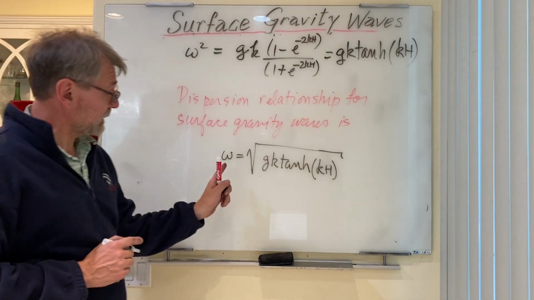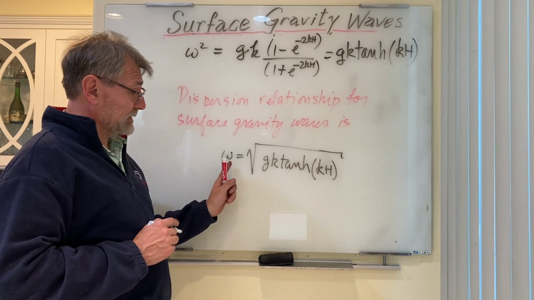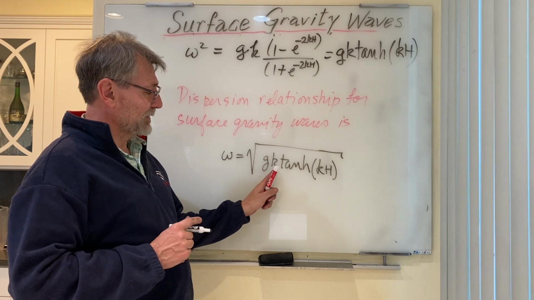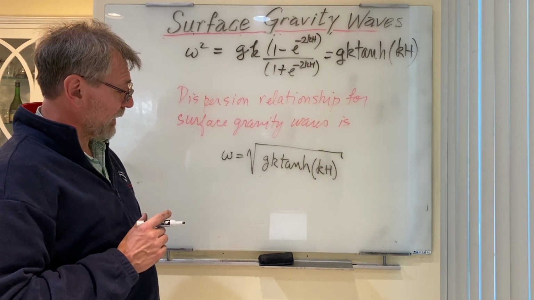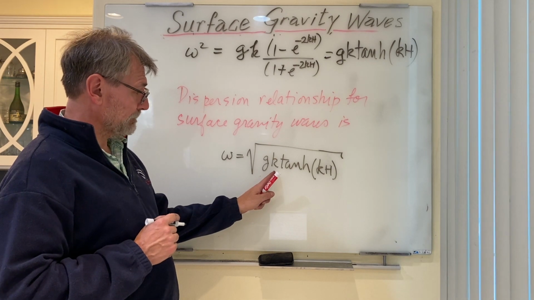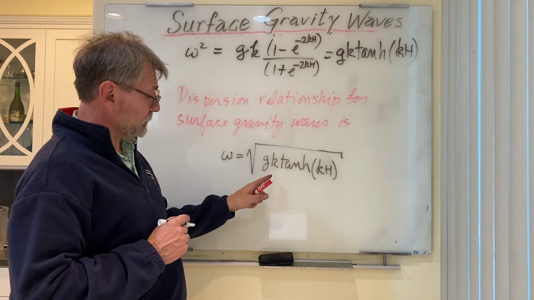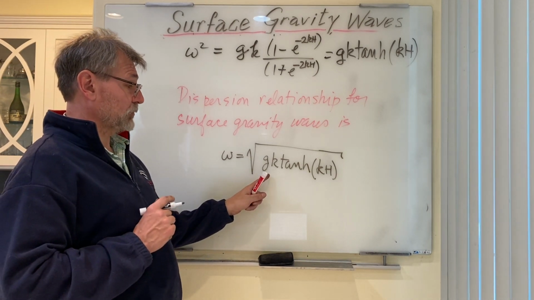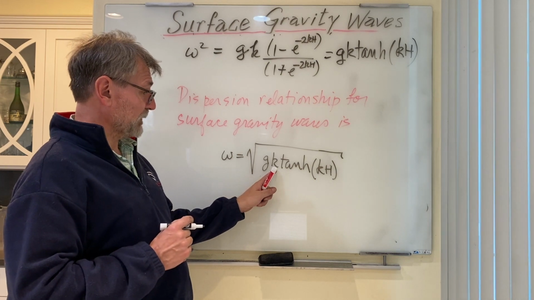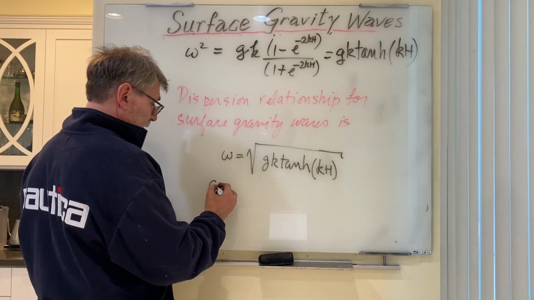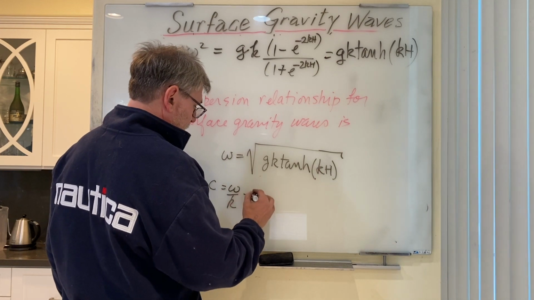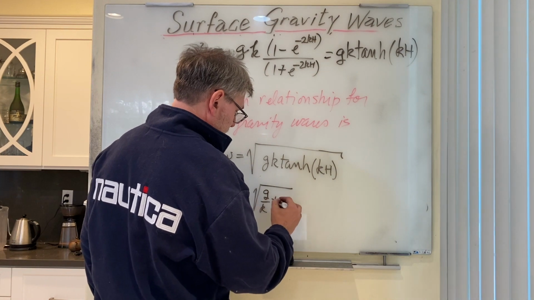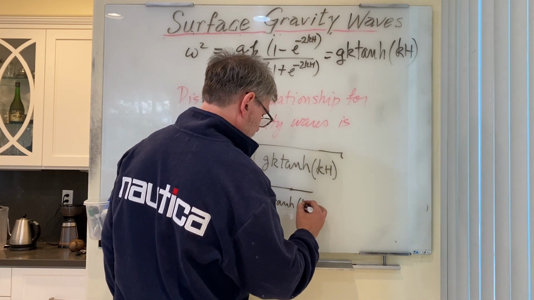So what it tells us, if I want to look at the phase speed, is that the phase speed is going to be a function of the wave number. So if I have very long waves, k is going to be very small, and so it'll be like dividing by a small number, so the waves will be very fast. On the other hand, if the waves are very short, then k is going to be a very big number. And I guess I should write down what c is. c is equal to omega over k, which is equal to the square root of g over k tangent of kh.